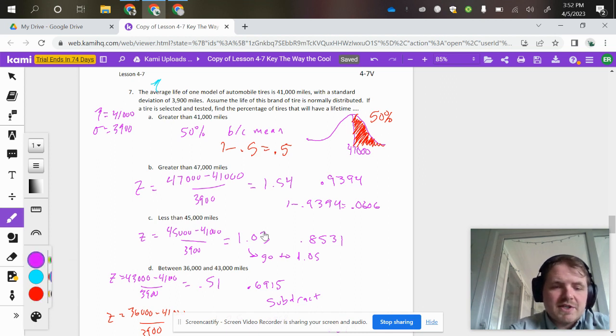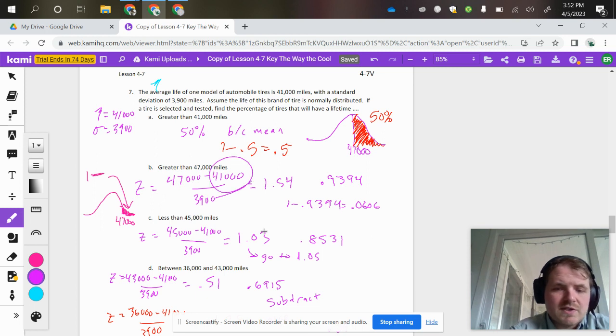If we draw a picture for part B, 47,000 miles is on the right side of the mean, and I'm looking for greater than 47,000. So I'm looking for that picture. So that means I'm going to have a 1 minus situation because I'm looking at that greater than part right there. Okay. So you still have to do the 47,000. That's your X. The 41 is your mean, and the 3,900 is your standard deviation. And it gives you this z-score of 1.54.